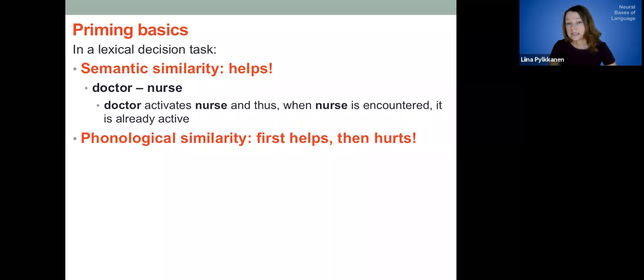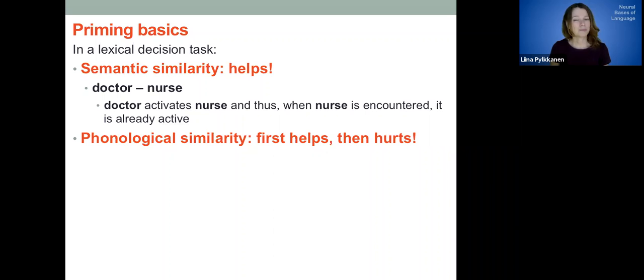Phonological similarity, so sound similarity or form similarity, is more complicated. This is something that we didn't get into very much before. It turns out that it has a dual nature. It can be helpful if you've only had a little bit of time to appreciate the first word, that is the prime. But if more time passes, it actually can become hurtful or inhibitory.